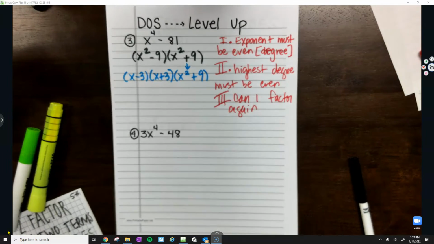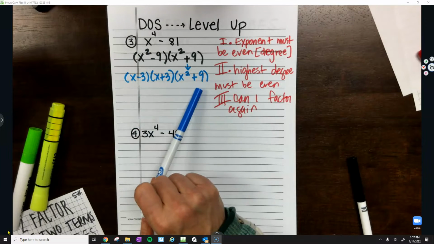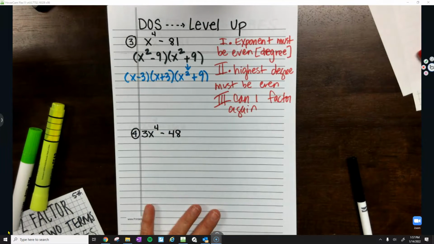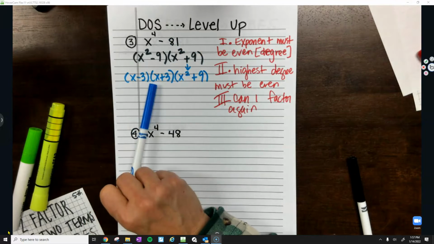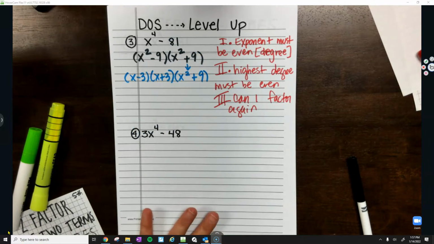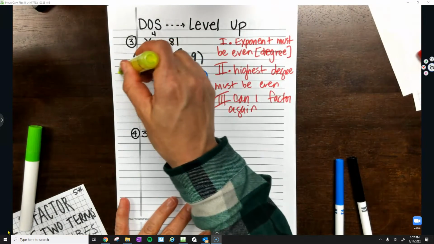Also remember, whatever the degree is, you have to have that many x's in your answer. So the degree is 4. So I've got 1x here, 1x here. There's 2 x's there. Everything's good. That is completely factored. We're going to box that in.